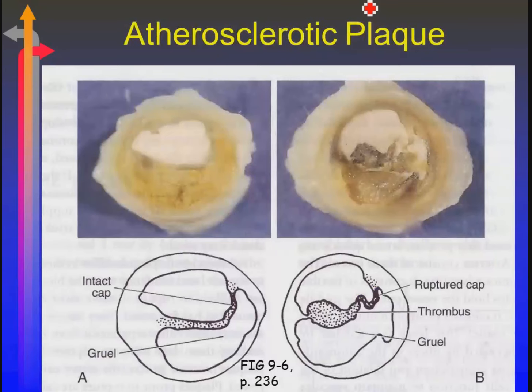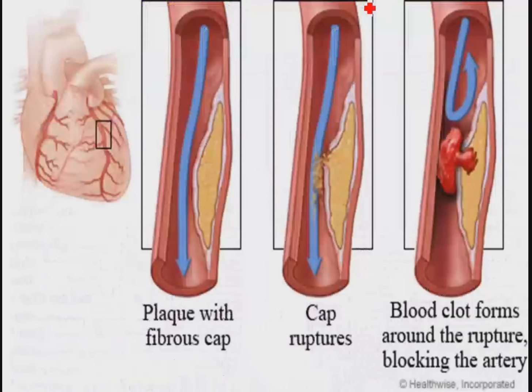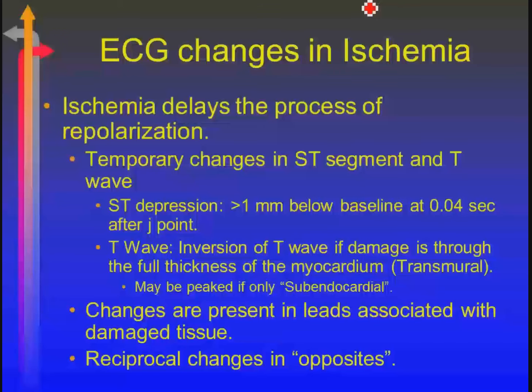Here's the plaque. You can see the plaque just ruptures and you end up having that floating downstream. Here's that plaque, and you get a clot that forms at that point. That's the typical reason why you end up having an obstruction of the coronary artery. So with that ischemia, you end up having problems with repolarization, which is why the ST segment and T wave start changing shapes.